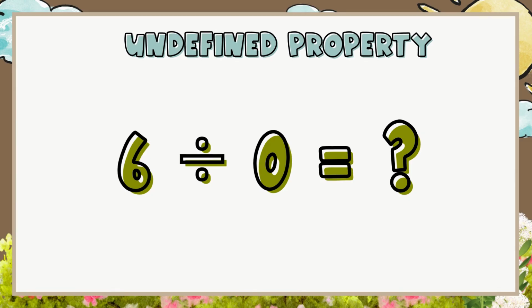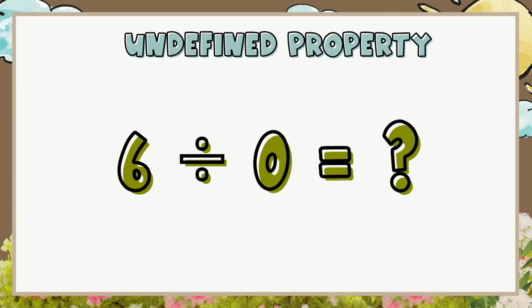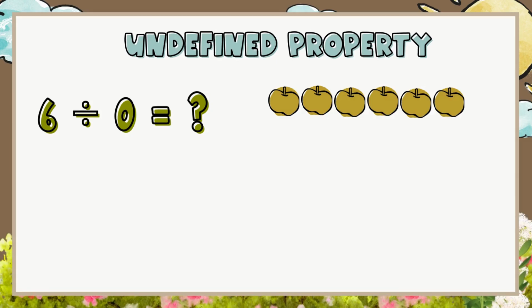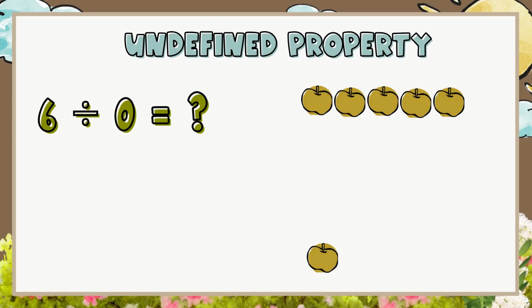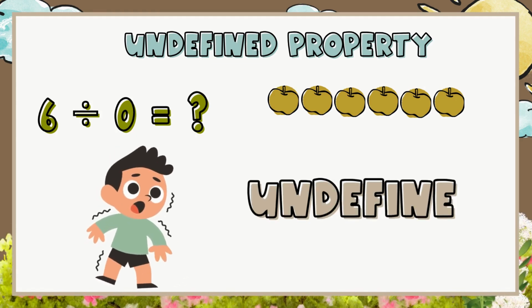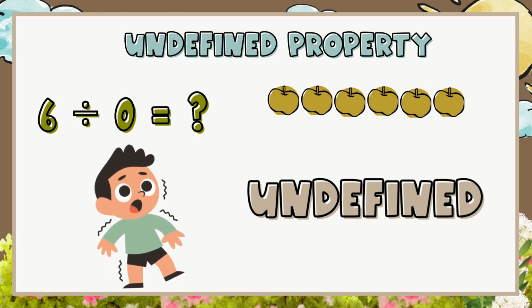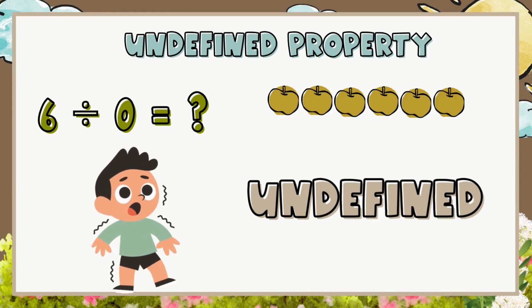6 divided by 0, on the other hand, is different. This states that we have 6 items or 6 apples. 1, 2, 3, 4, 5, 6 apples to be shared, but there are no buckets. And with no buckets, can we share our apples? Can we divide our apples? No. So the answer to this question would be undefined.